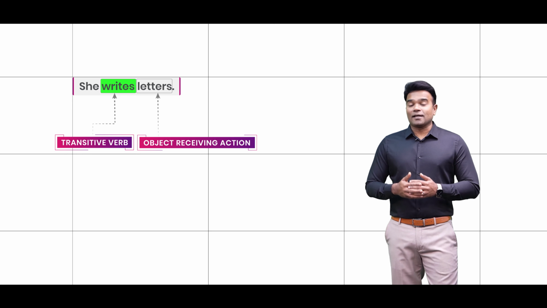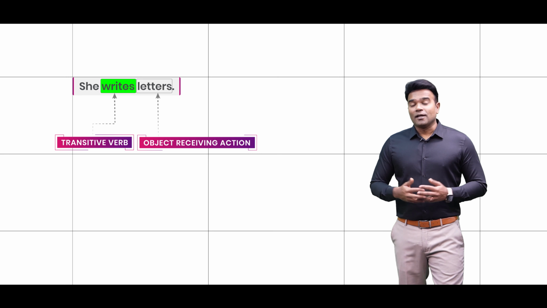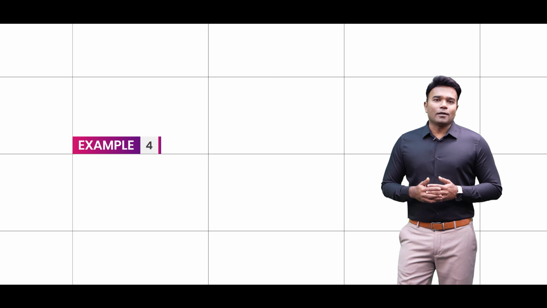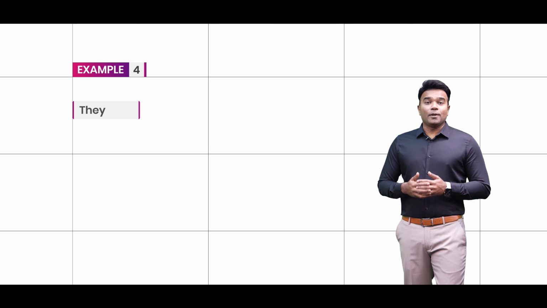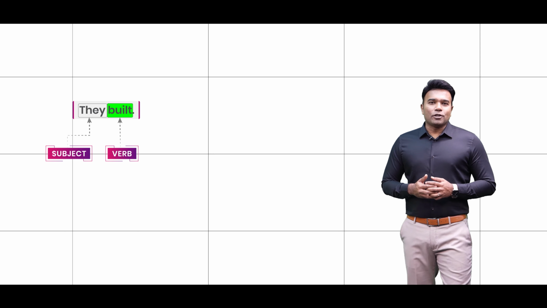All said and done, writes in this sentence happens to be a transitive verb because it requires an object to receive its action. Have a look at this last example. They built. Well, built is a verb, but then what they have built is not clear. Did they build a house? Did they build a ship? What is it that they really built?